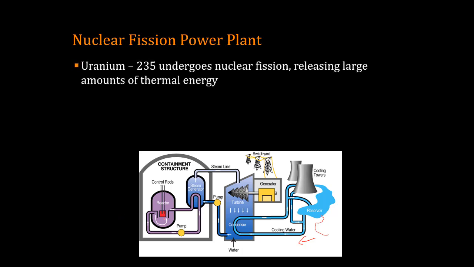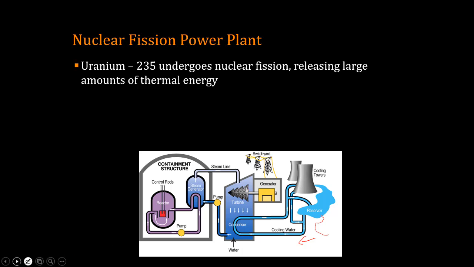So uranium-235 in our reactor undergoes fission. That releases large amounts of thermal energy. That causes the water to turn to steam, and then we can capture that thermal energy that expanded the water and makes it rise and then fall back down. We get that kinetic energy, spins our magnet through our wires, generates electricity.